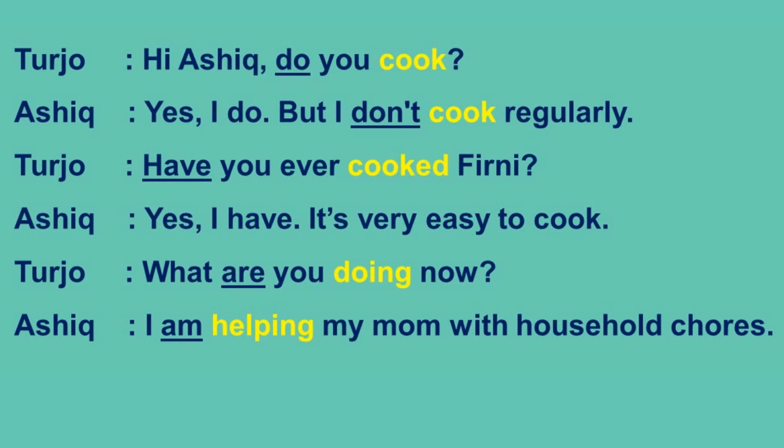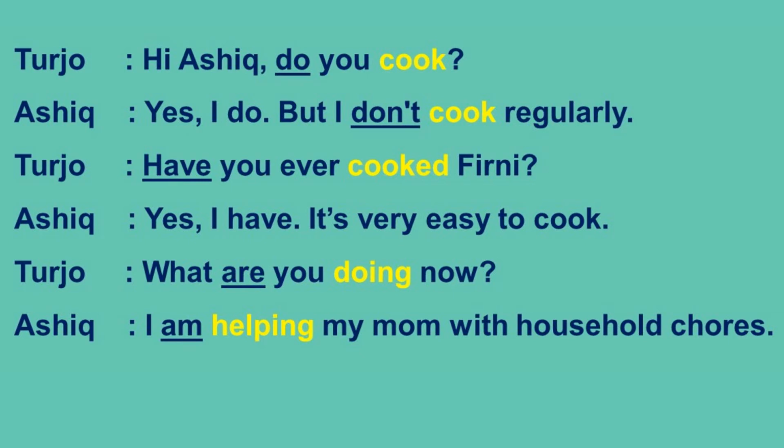Look at the next line. Turjo: Have you ever cooked firni? Here the underlined auxiliary verb have has come before the main verb cooked and has helped it become interrogative and perfect tense. Here the auxiliary verb have has no meaning of its own. It has just helped the main verb become interrogative and perfect tense.